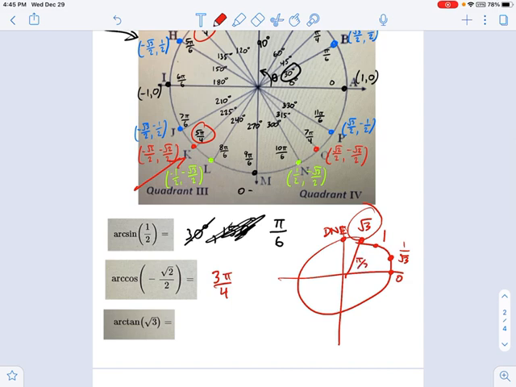pi over 3. And you might also say, well, wait, doesn't tangent also equal radical 3 right here at this point I just drew? 4 pi over 3? Yes, it does. But for the same reason, we're going to limit our interval to only quadrants 1 and 4. So that's how you do this basic inverse trig stuff.